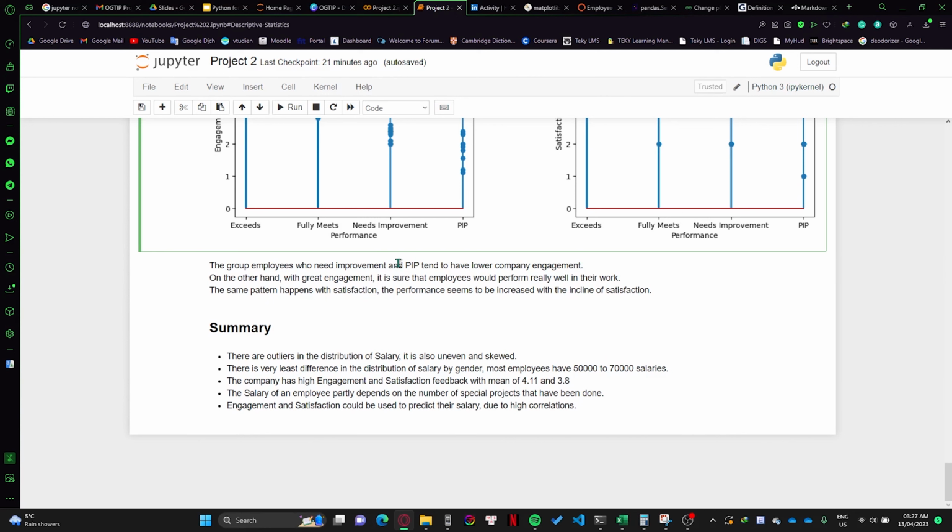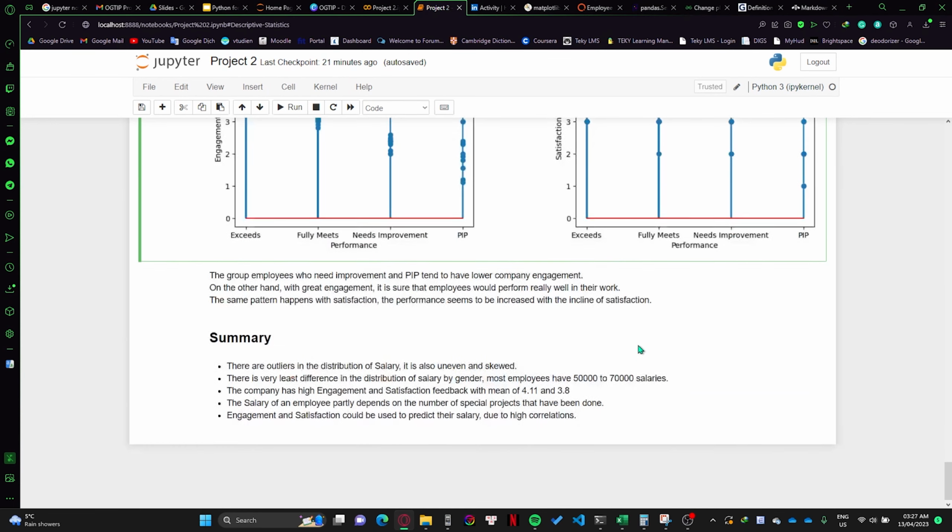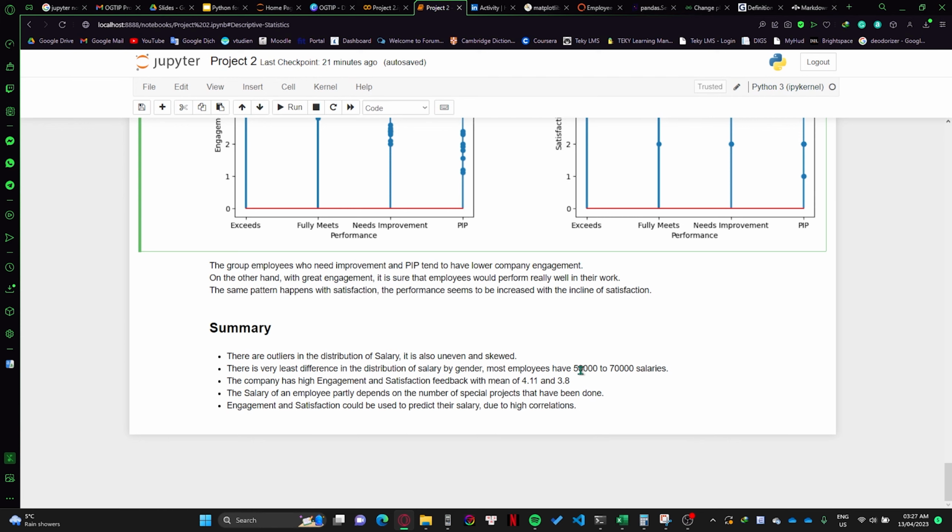So that is all for the report of project 2. To summarize, I have this summary right here. There are outliers in the distribution of the salary, and it's also uneven and skewed. There is very little difference in the distribution of the salary in terms of gender, and most of the employees have around 50 to 70,000 salaries.